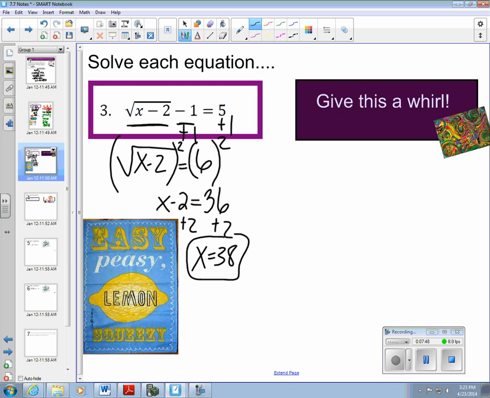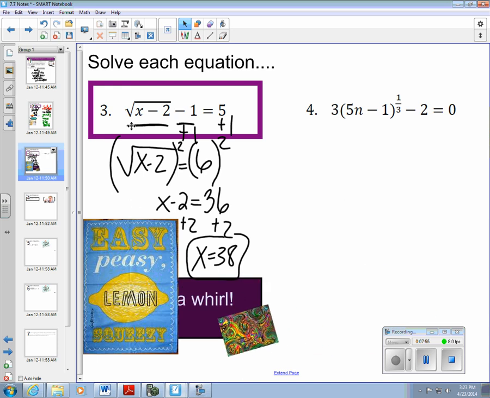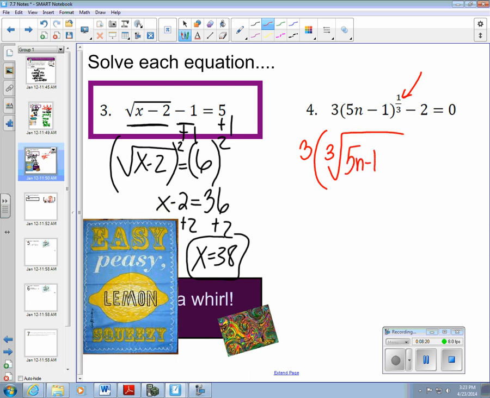All right, and then if we do just one more here, this is where she hit it. We have 3 times 5n minus 1 to the 1/3 power minus 2 is equal to 0. This one looks like a large problem, but we can do this. Notice here, we have a 1/3 power. We also know that this means we're taking the cube root of something. So what we actually have and how we can rewrite this, we have 3 times the cube root of 5n minus 1, and then we have our minus 2 is equal to 0.